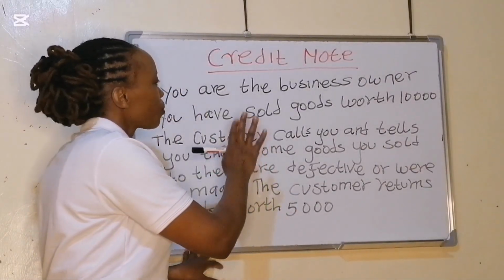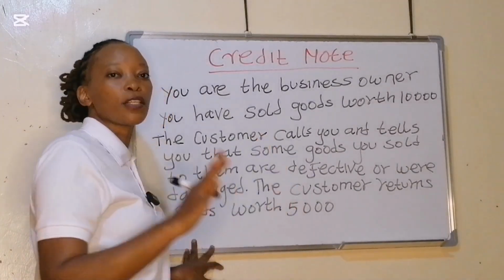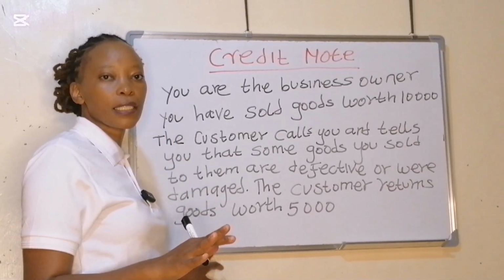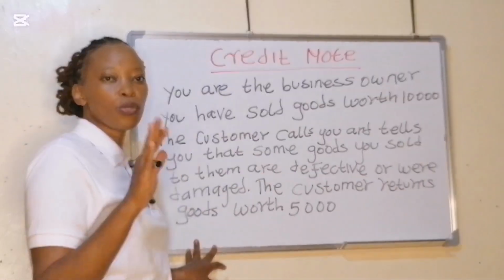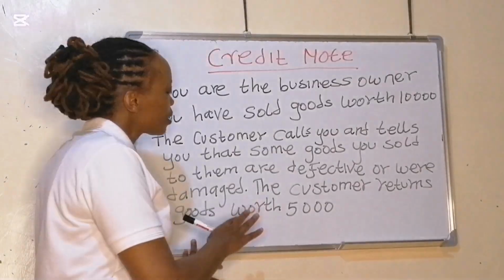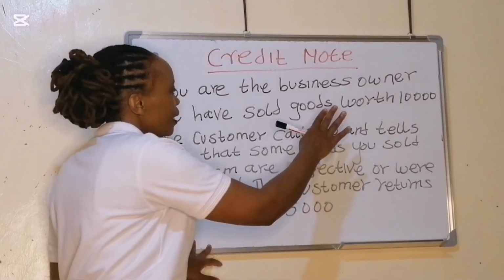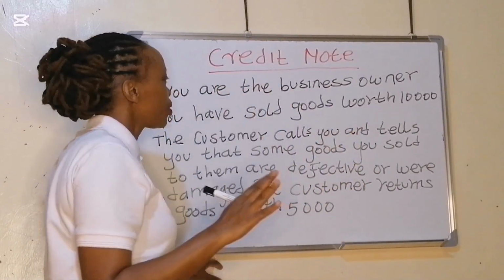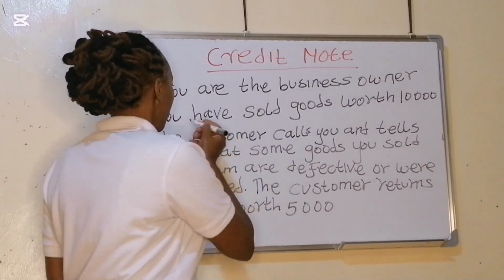You have sold goods worth 10,000 to a customer. You are the business owner. Then this customer calls you and complains that some goods were damaged, and they want to return goods worth 5,000. The only goods that meet their standard are worth 5,000. You have already issued a tax invoice. You even gave them a tax invoice, okay?